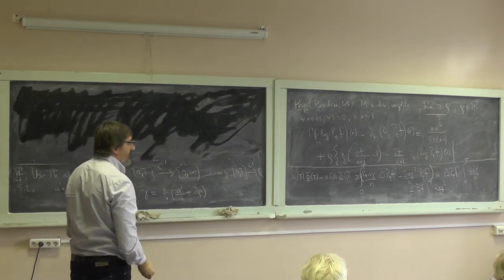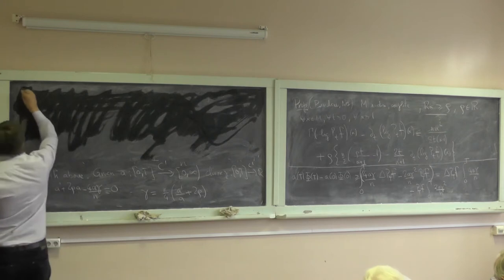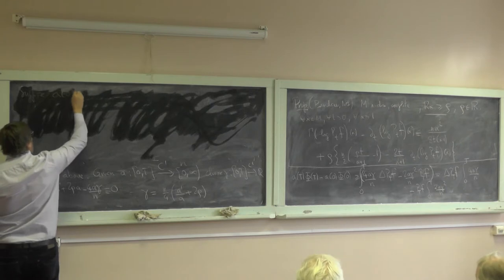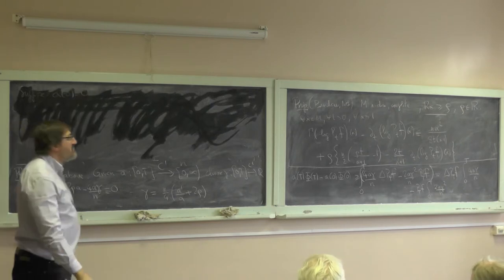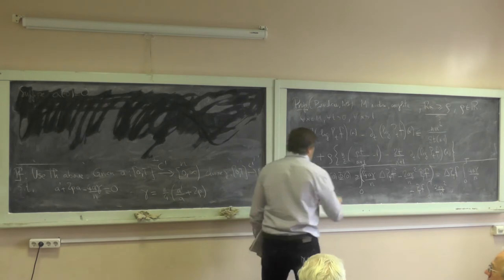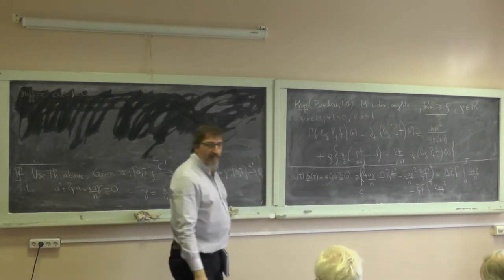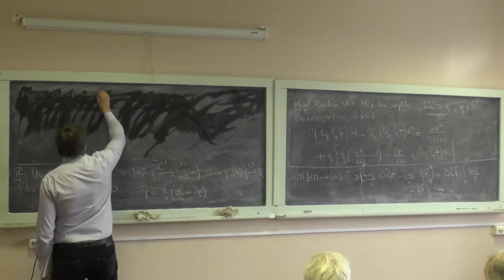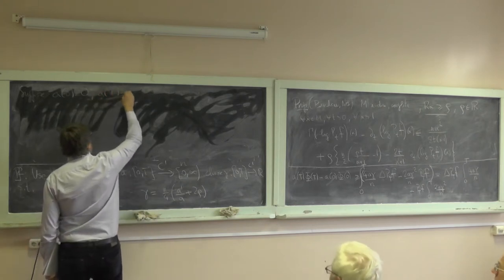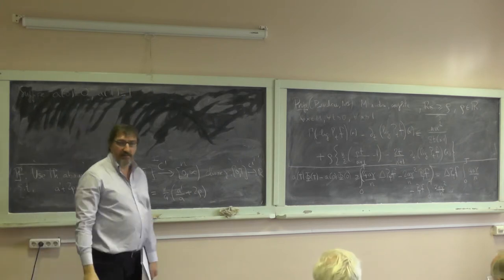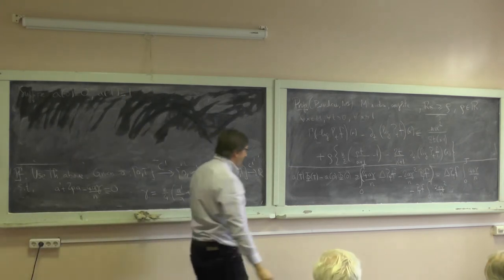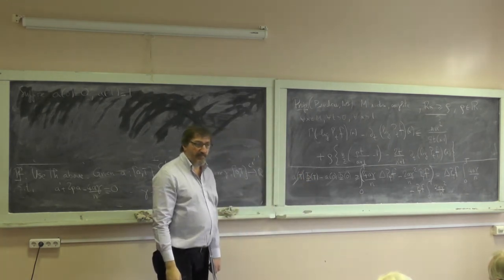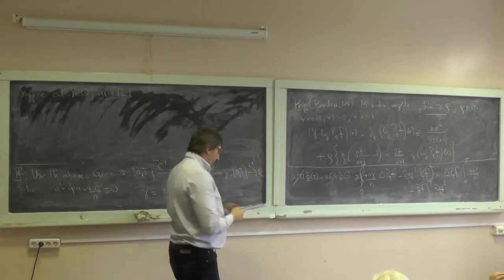So at this point, suppose I choose A in such a way that A at 0 is 0. So if A at 0 is 0, then it means that I can remove this term here. And suppose I choose A such that A at capital T is 1. So if A at capital T is 1, this is 1, and I just have phi capital T. Okay?